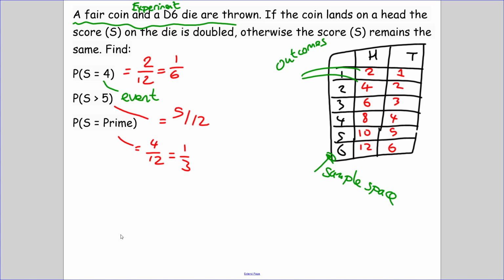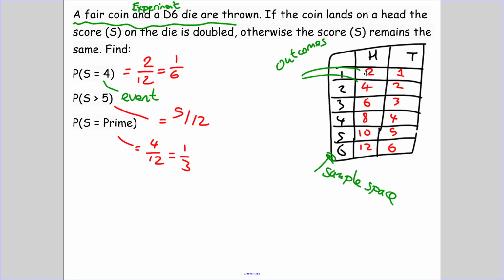In this example we've looked at, just to try and illustrate what a couple of these things are, we do an experiment, which is to throw a fair coin and roll a fair six-sided dice. That's our experiment. If the coin lands on heads, the score of the dice is doubled, otherwise the score of the dice remains the same. So here I have a sample space which lists all the possible outcomes for my score.